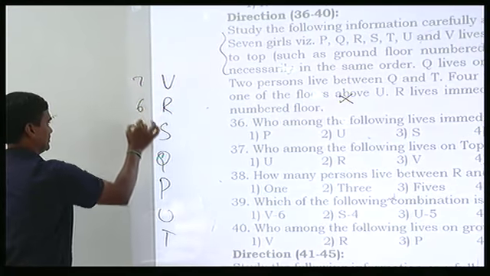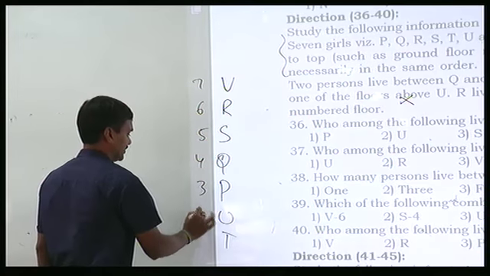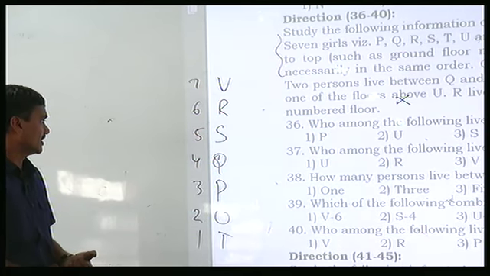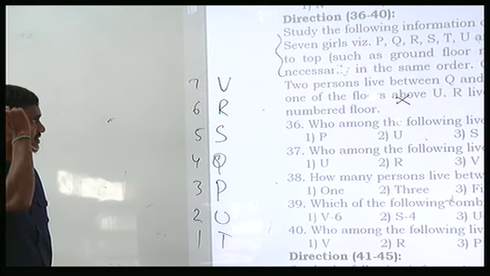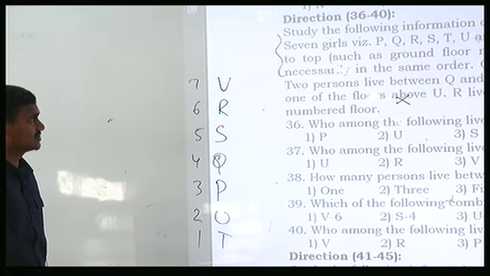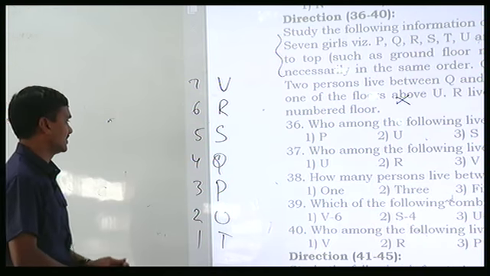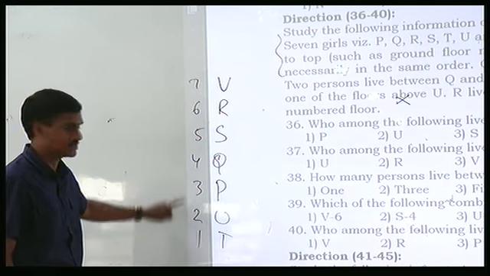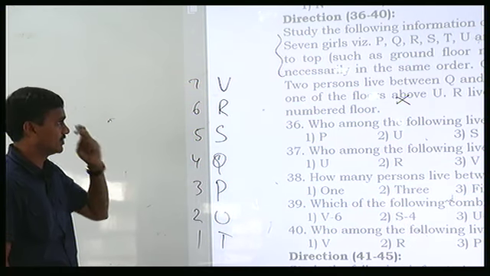These are the floors 7, 6, 5, 4, 3, 2 and 1, the 7 floors: V R S Q P U T. Then what is the information here? Q lives on an even number floor below floor 6. Then who is that person? Q. Q can be on the second or the fourth, out of which Q is on the fourth floor.